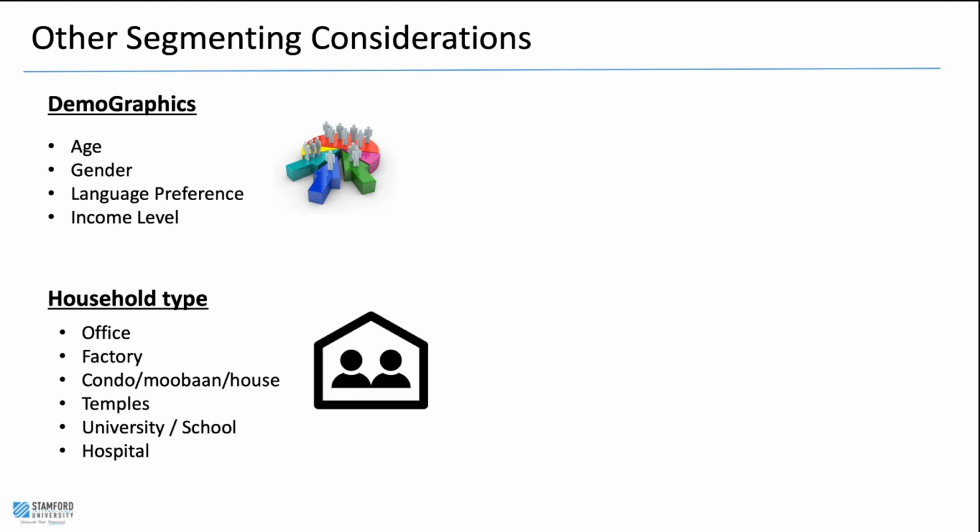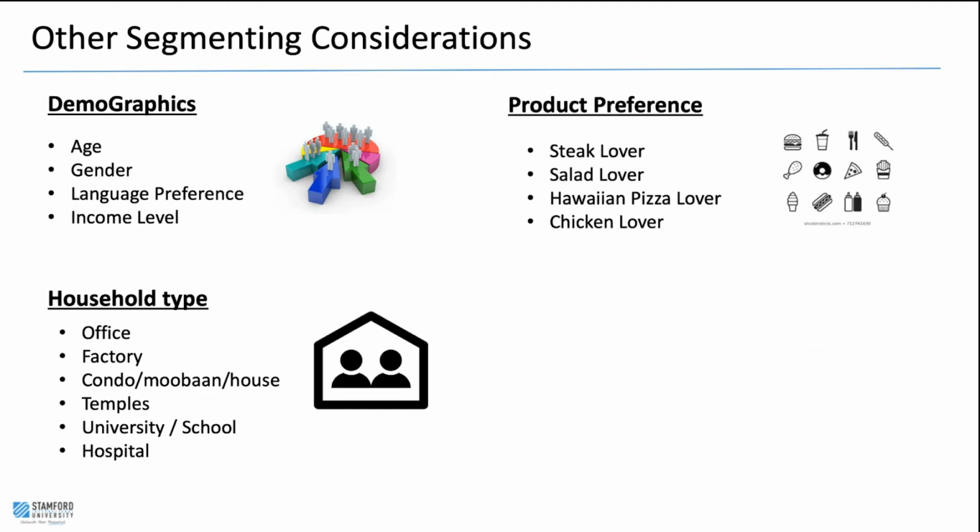So you may be a factory, an office, condo, temple, hospital, or university. So try to understand if they are a large basket size, then perhaps they're a group buy. So how can you tailor your product to this group and your messaging to this group? Also, perhaps based on their preference. Again, you know this, right? This is a very common way. You see this so much with Amazon.com and Agoda.com, right? They're always recommending things based upon your past purchases. So maybe you're a steak lover, salad lover, Hawaiian pizza lover, chicken lover. So you can look at your past purchases and then design things around that.